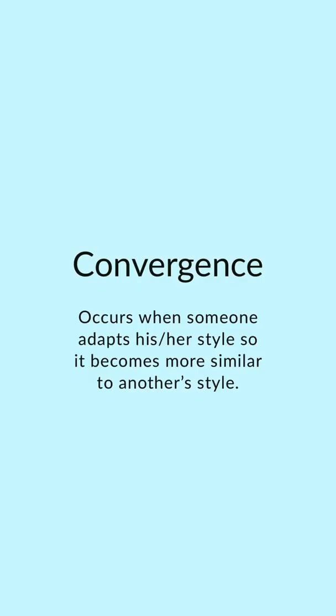This is an example of what we call convergence. Convergence occurs when someone adapts his or her style so it becomes more similar to another's style. Another example of how someone might accommodate is based on their appearance. Consider how I'm dressed for this educational video, and consider how I might change my appearance if I was going to meet with someone or go to an event in the South. I'm probably going to dress in something like this to match the culture.